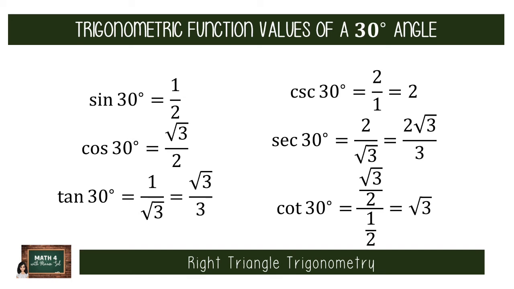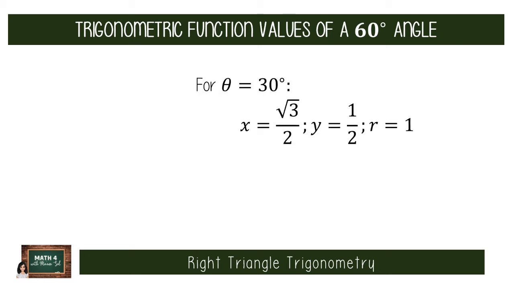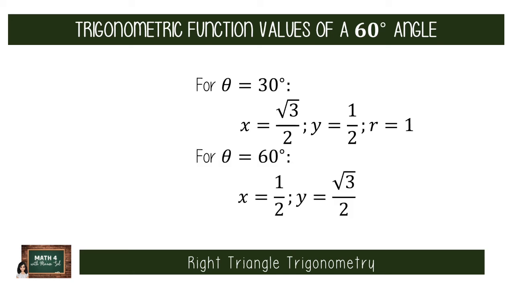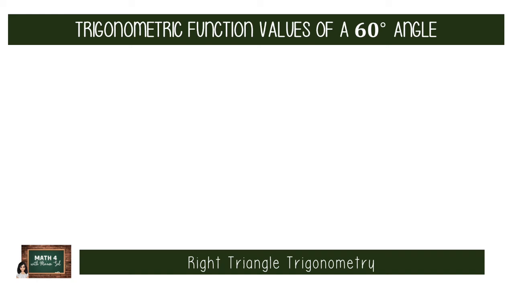For a 60-degree angle, we just have to switch the sides from the 30-degree angle since they are complementary. For a 30-degree angle, x is equal to the square root of 3 over 2, y is equal to 1/2, and r is equal to 1. Now for a 60-degree angle, basically we just have to switch the opposite and the adjacent sides, so we have x is equal to 1/2, y is equal to the square root of 3 over 2, and r, of course, will still be 1.